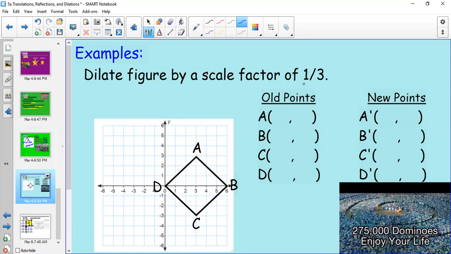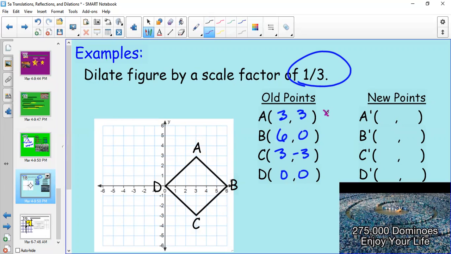Okay, so we're going to try this one out. We're going to do a scale factor of 1/3. Again, follow your steps. So step 1 is to find the old points. So A is the point 3, 3, B is 6, 0, C is 3, -3, and D is 0, 0. And we are going to multiply everything by the scale factor of 1/3. And our new points should be 1, 1. 1/3 of 6 is 2, so 2, 0. And we have 1, -3, and 0, 0.